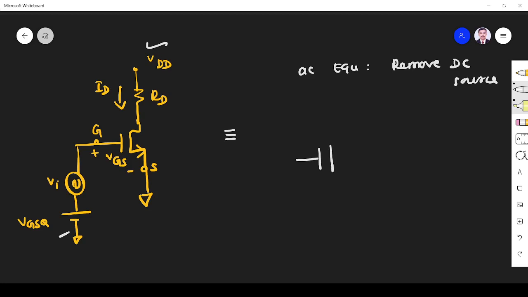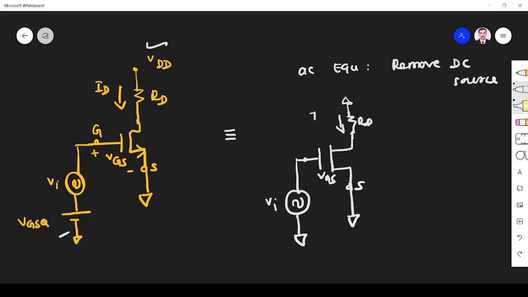I have only the AC source. The DC, I make it short. Then it is this one, VGS. Here we have RD, and this is 0. This is short. Okay, so this is the typical one. This is ID. Otherwise, I draw it like this.